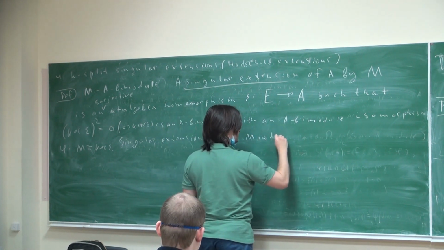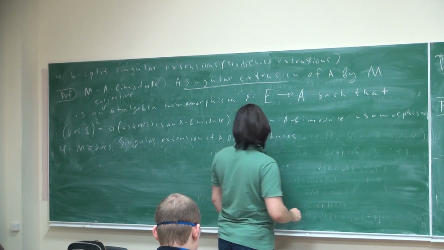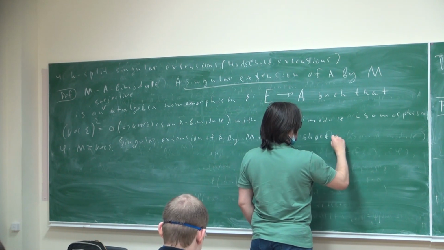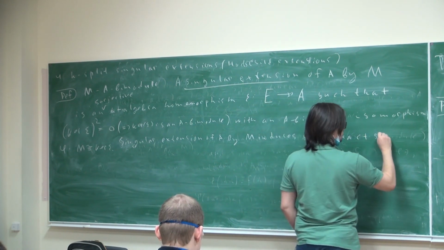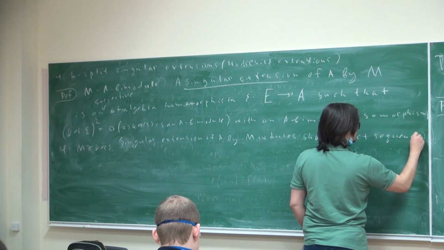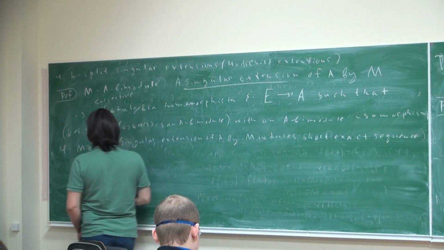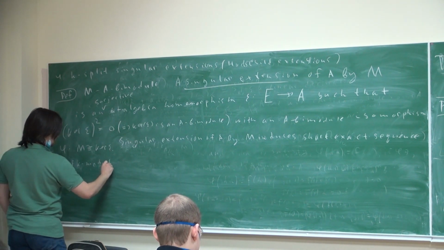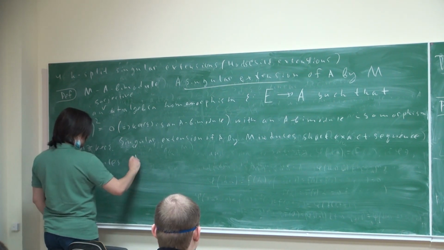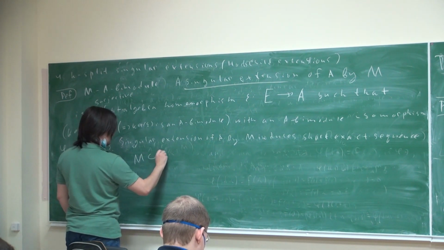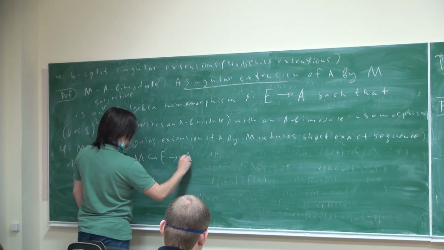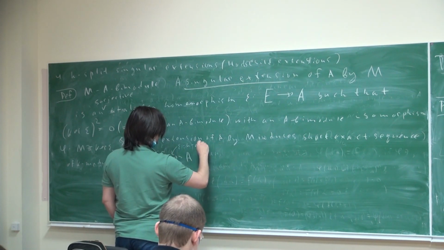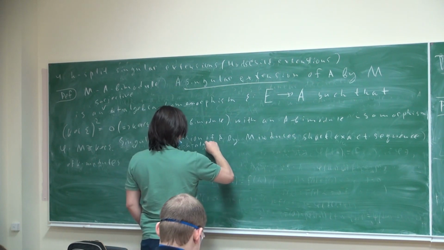It induces a short exact sequence of K modules: M to E to A, where the map onto A is epsilon, which is a K-algebra homomorphism.